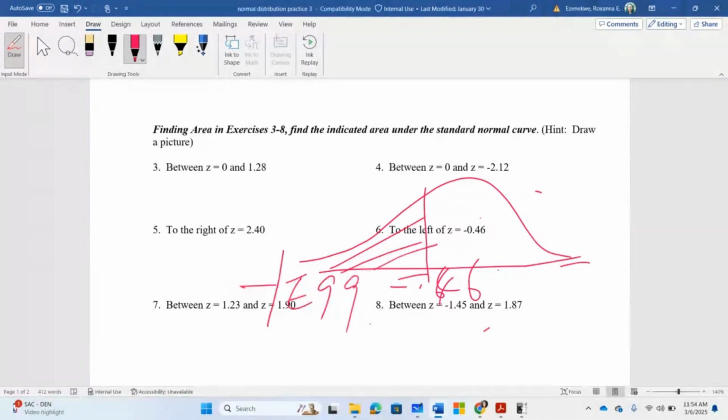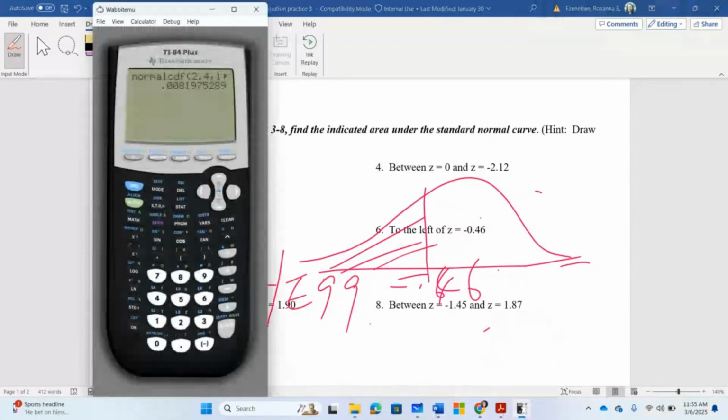Okay, then the next thing is to calculate. So I'm going to find normal CDF again, go to second distribution, number 2. What number is the smaller? Negative infinity is smaller. Negative 1 e to the power 99. So e is under comma, to the power 99.